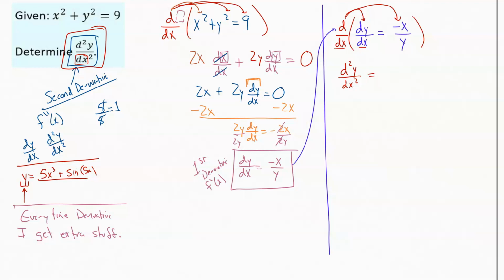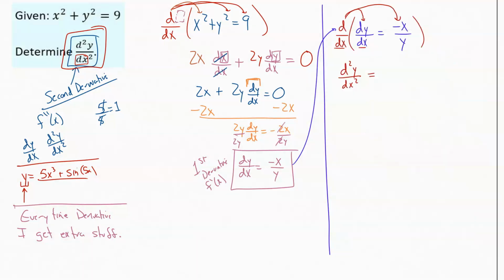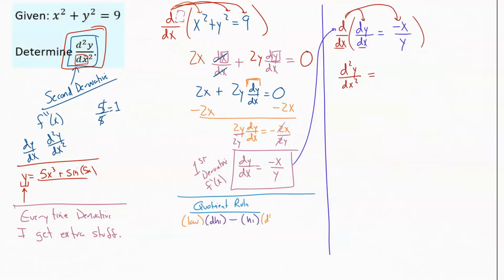So when I look over there and say, well, how do I take the derivative of negative x divided by y? That's telling me that I need to go apply my quotient rule. I have two things being divided. And so the quotient rule says that I use low d high minus high d low, and all of that is over the low squared.